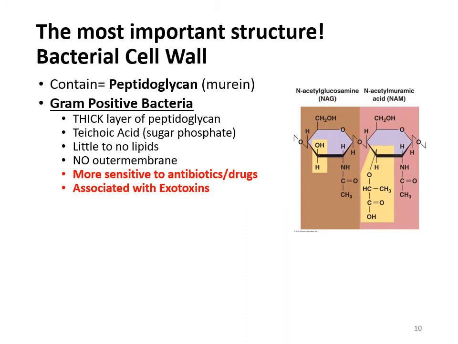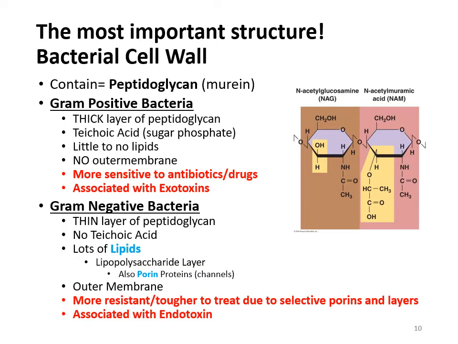There is a whole lot of this peptidoglycan in gram-positive cell walls. And remember, gram-positives, we said, are the more sensitive of the two types of cells. And they also tend to be associated with exotoxins. Whereas gram-negatives are the ones with less peptidoglycan, but a whole lot of lipids. Put little stars next to that because it's going to be important in later slides as well as in lab, that gram-negatives have a whole lot of lipids.